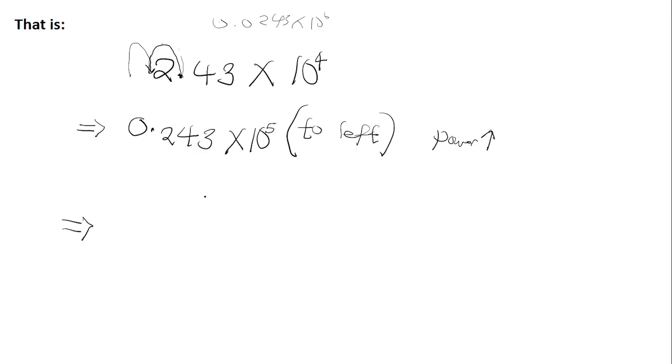So when the decimal point moves to the right, the power reduces with respect to how many steps the decimal point has moved. That's what we are saying.